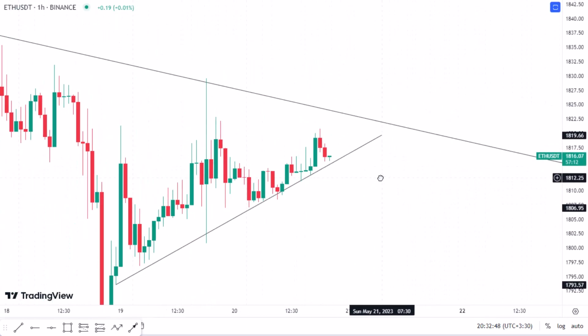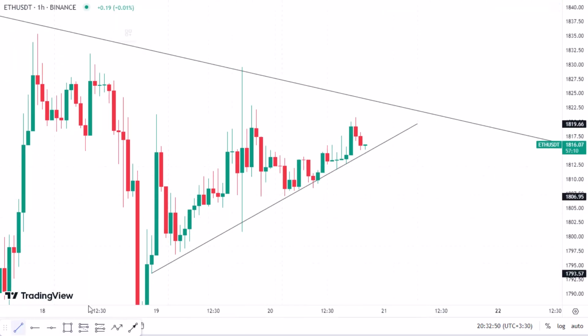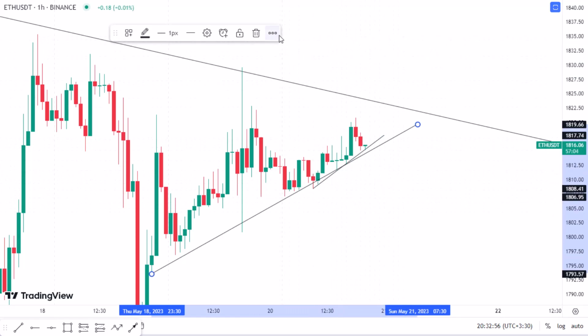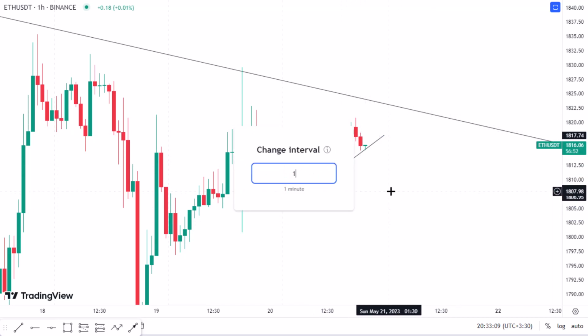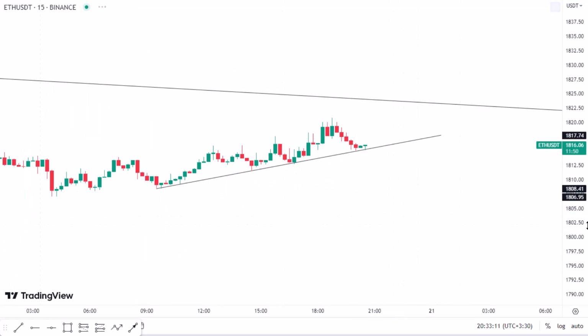On 1-hour time frame, we also have this trend line like this one. Okay, ignore this one here. Let me hide that. With a break of this to the downside, we can open our sell position on Ethereum and set our stop loss somewhere safe, then look for our reward. Okay, let's check 15-minute time frame.